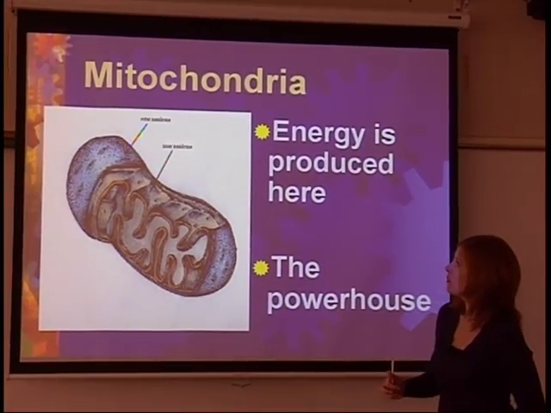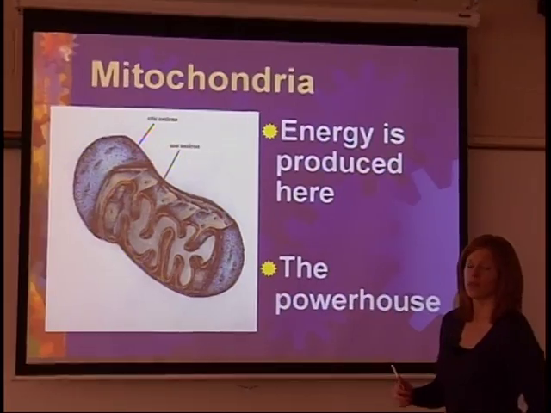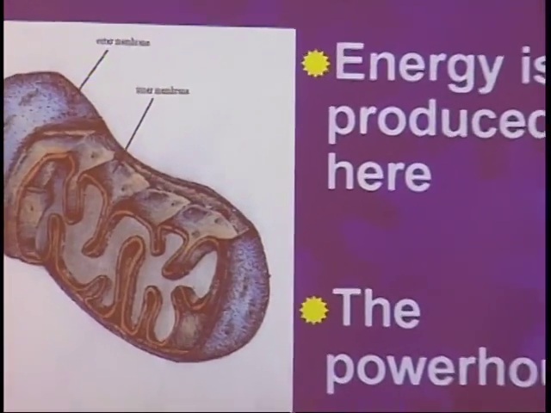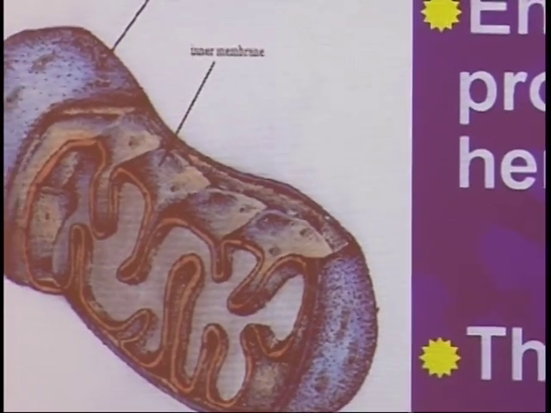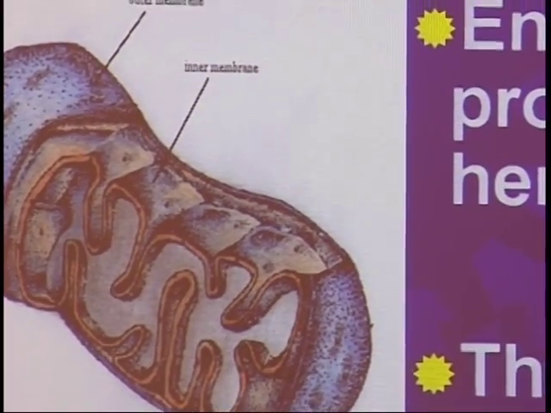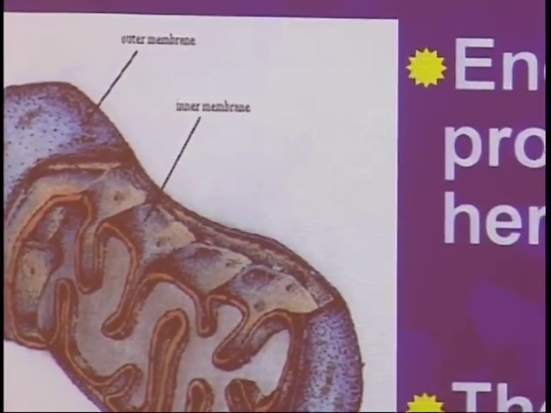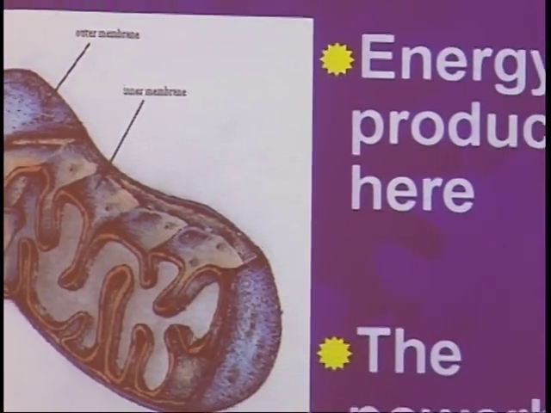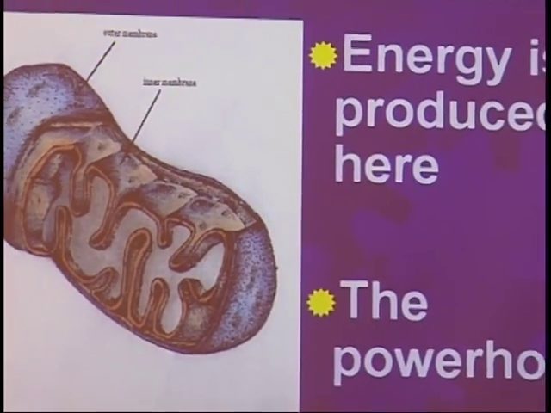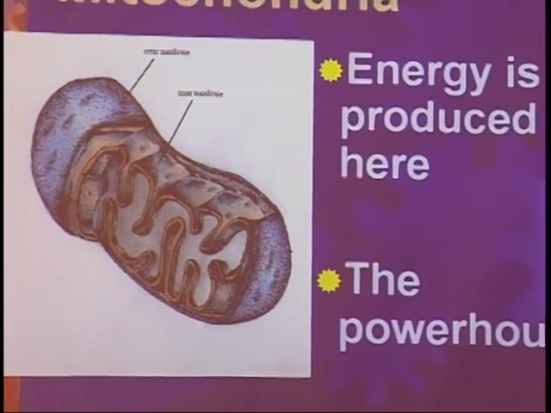The next structure is the mitochondria. The mitochondria has to do with energy and power. They call it the powerhouse of the cell. It's going to be where energy is produced for the cell. This is the structure of it. It has lots of folded membranes inside of it that help it to function and increase its surface area.